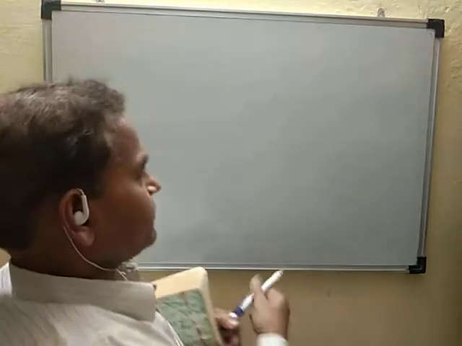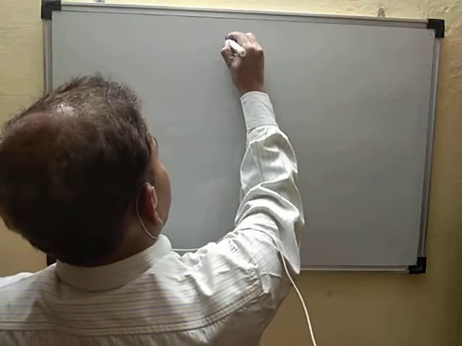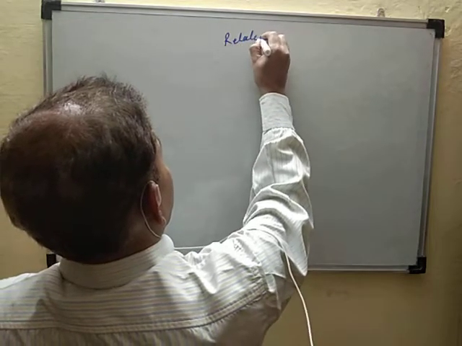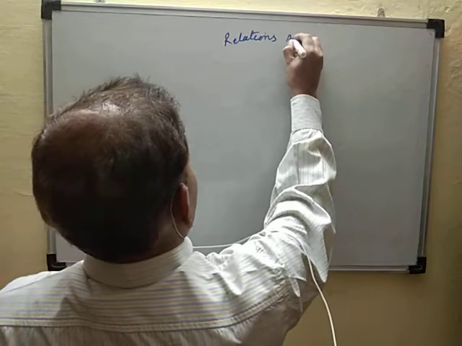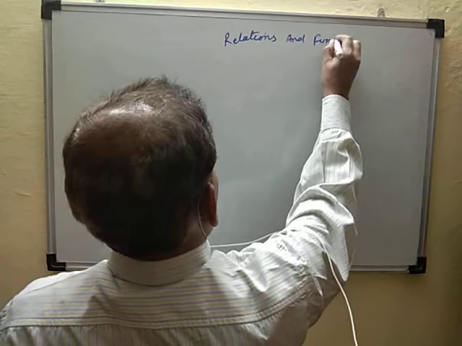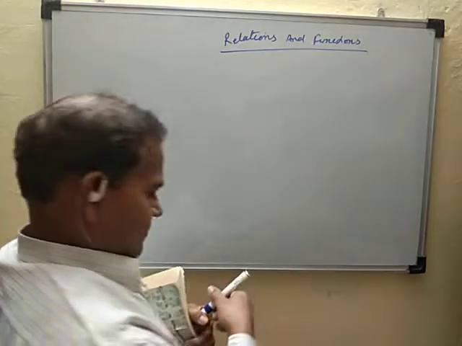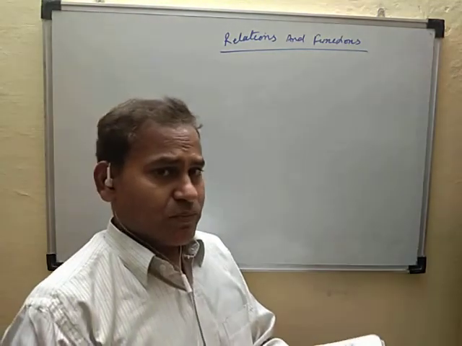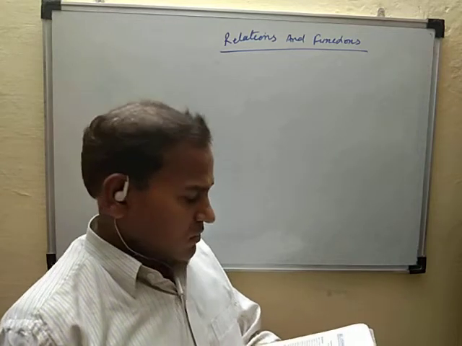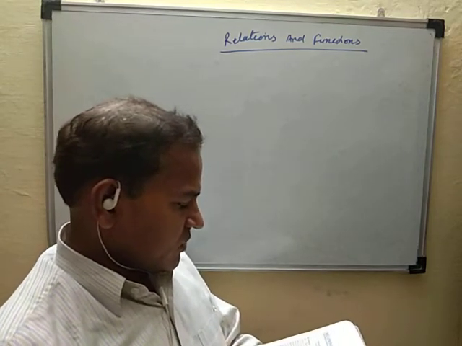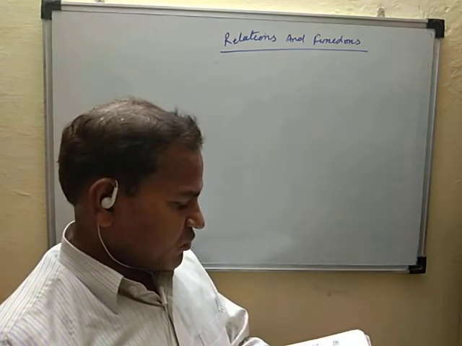Students, so now we start chapter number 2, relations and functions. Relations and functions, chapter number 2. So the first topic is the Cartesian product of sets.